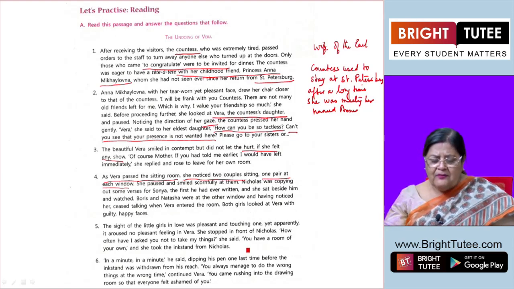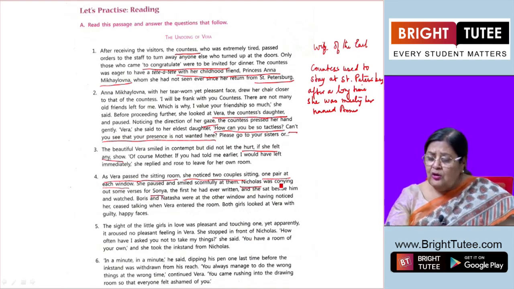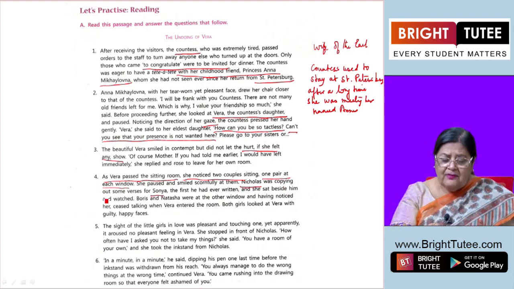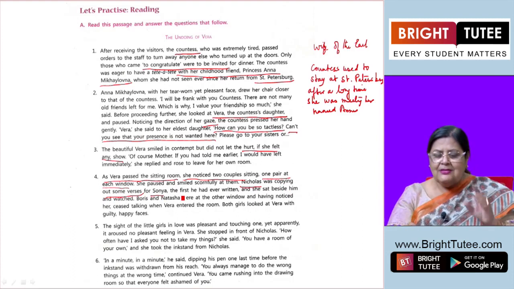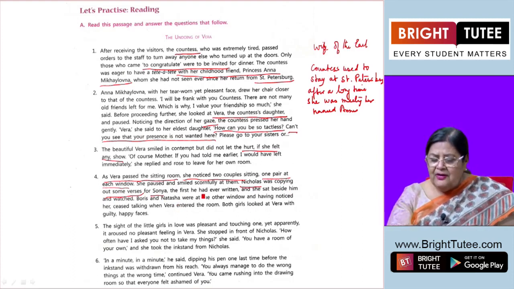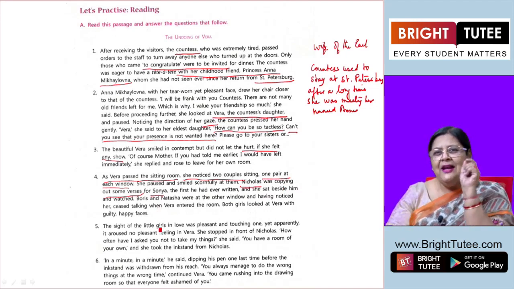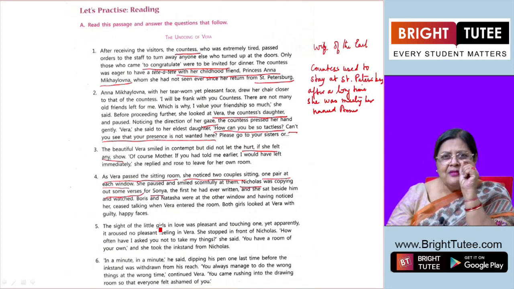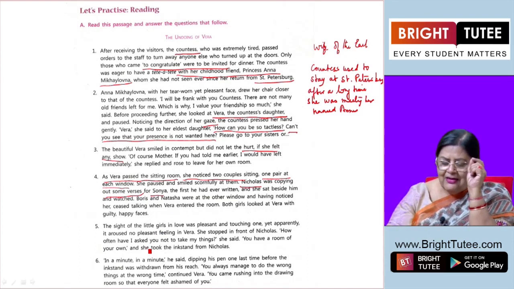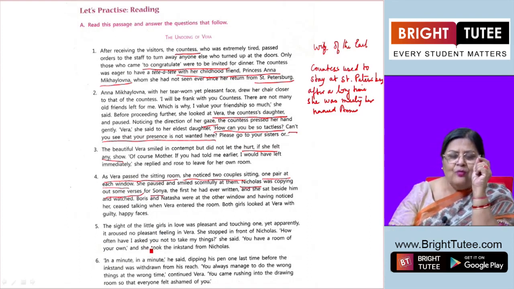Nicholas was copying some verses for Sonia. One of the couple's names was Nicholas and the girl's name was Sonia. He was copying some poem verses for Sonia, the first he had ever written, and she sat beside him and watched. The other couple was Boris and Natasha.